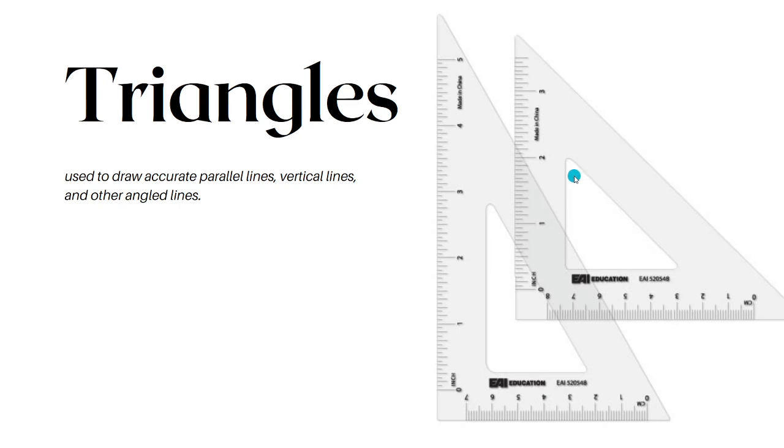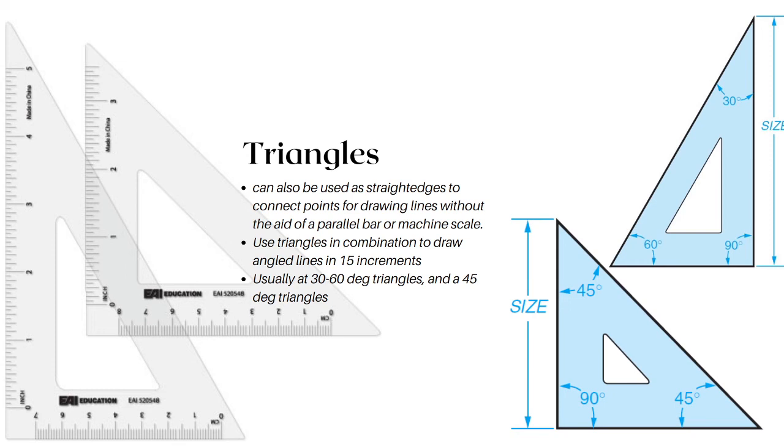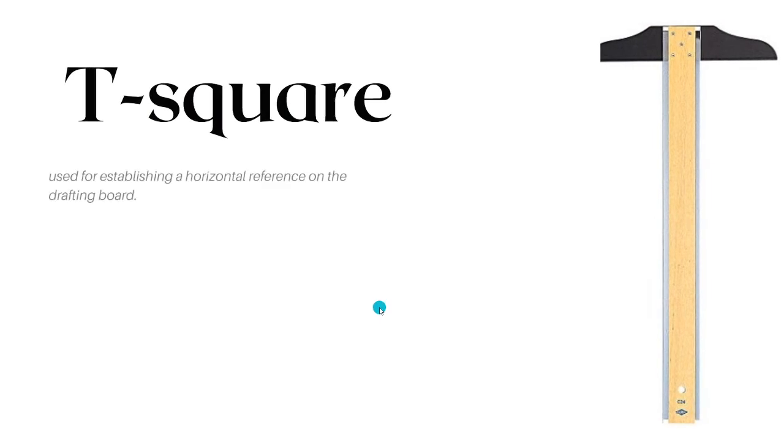Okay, ang triangles na. I think everyone already used na gyud ani mga triangles, no? So this is used to draw accurate parallel lines, vertical lines, and other angled lines, no? So triangles can be used as a straight edge, of course. With the aid of the T-square, makadraw na ta og mga angled lines ani pod. Okay? So, combination ang usa ka T-square ug usa ka triangle, na.